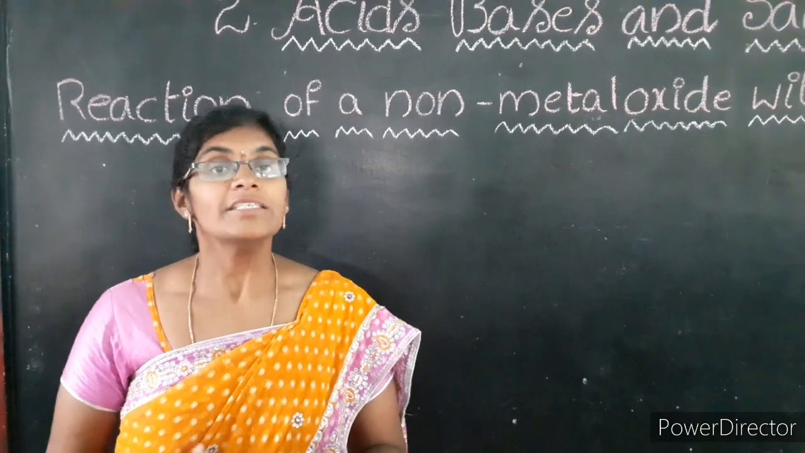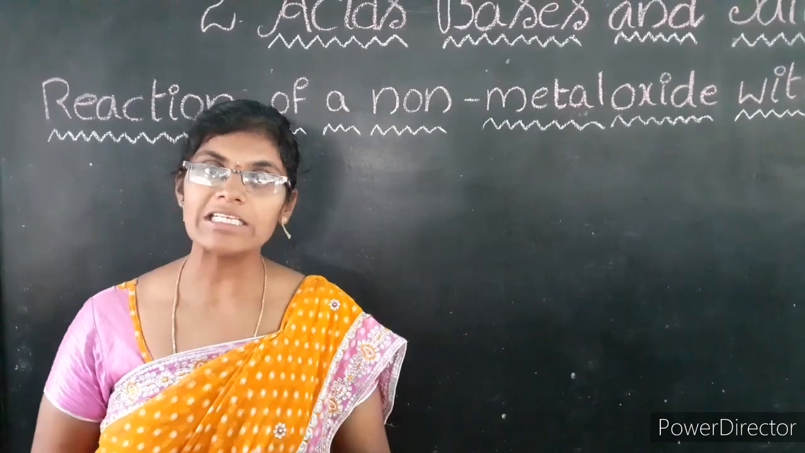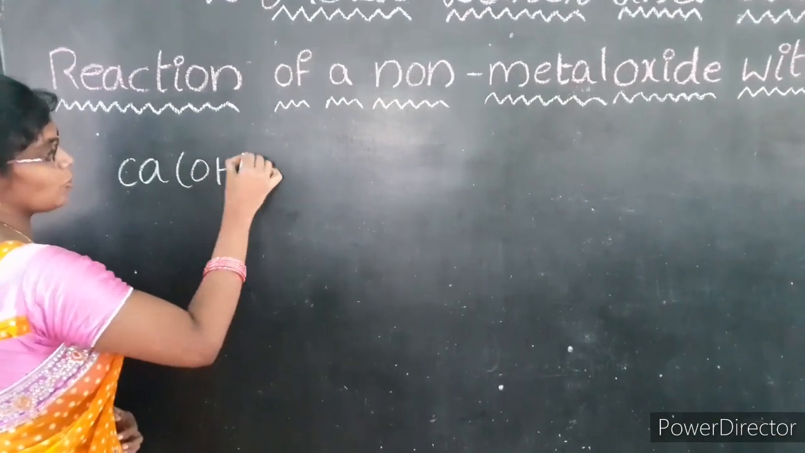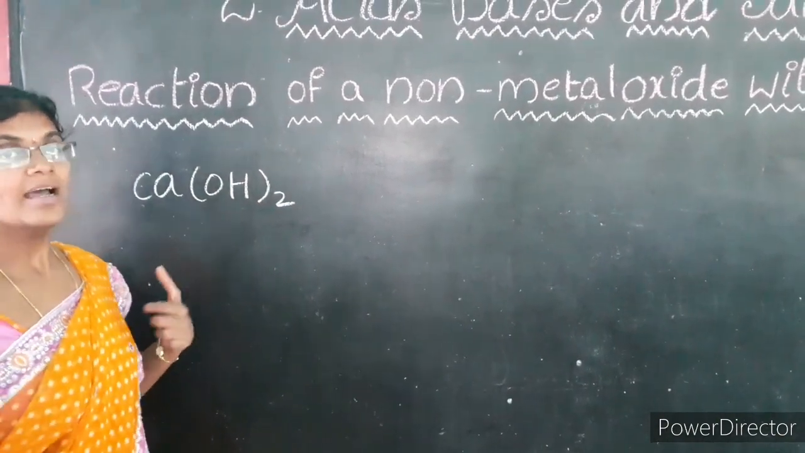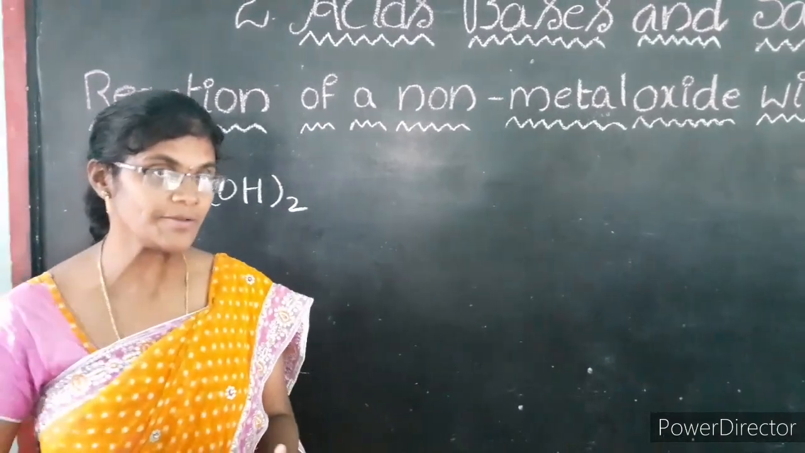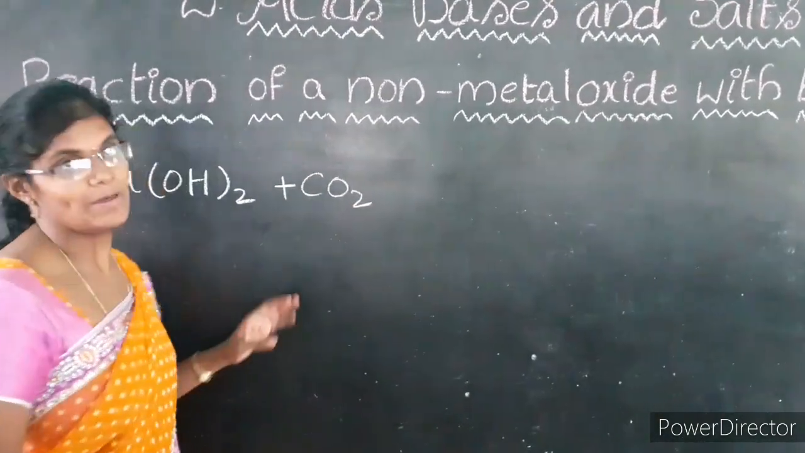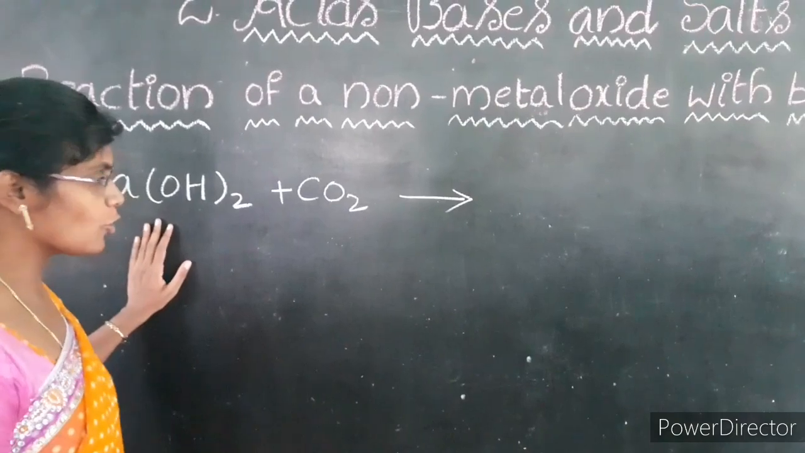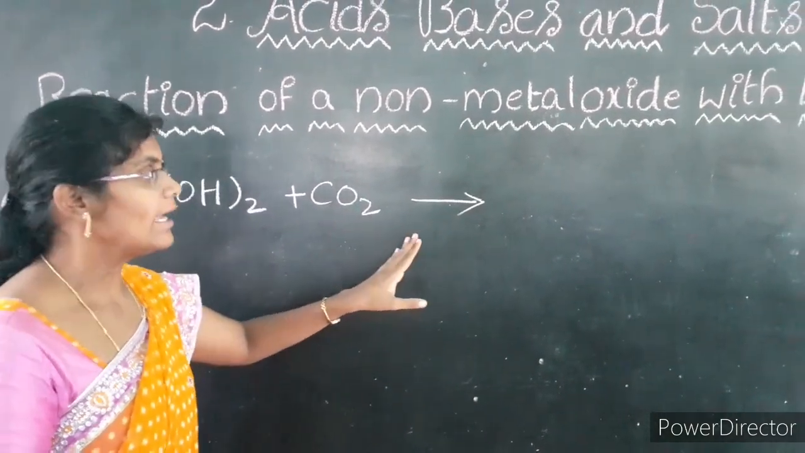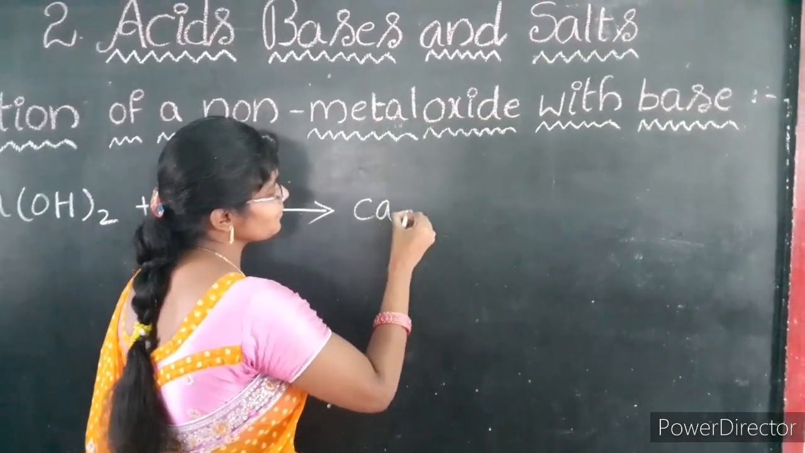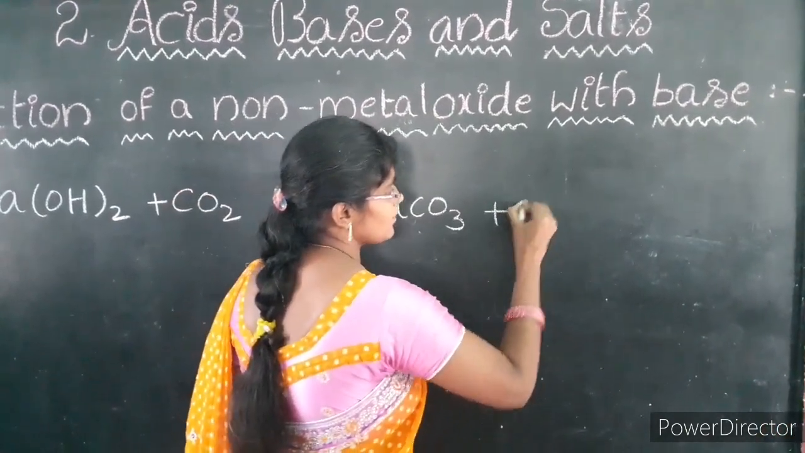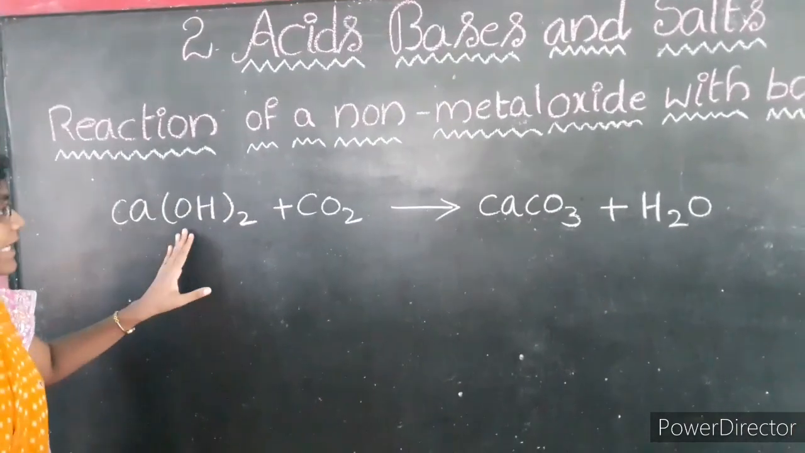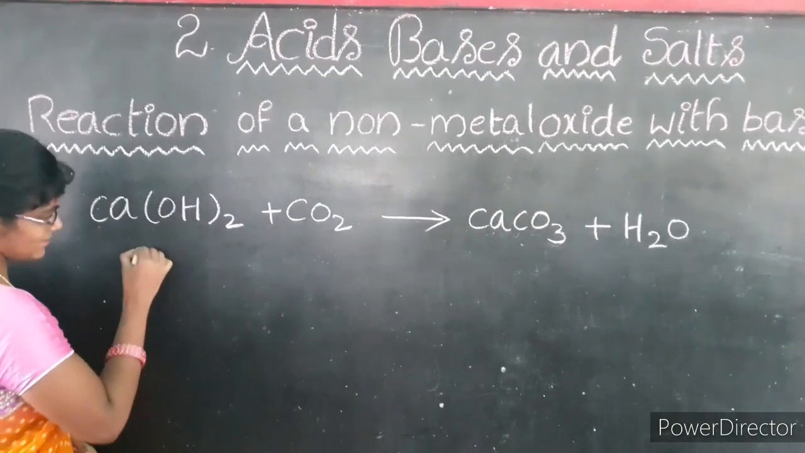And next, children, what is the chemical formula of calcium hydroxide? Yes, the chemical formula of calcium hydroxide is Ca(OH)2. And what is the chemical formula of carbon dioxide? Everybody knows the chemical formula of carbon dioxide, that is CO2. When calcium hydroxide reacts with carbon dioxide, it gives calcium carbonate plus water.